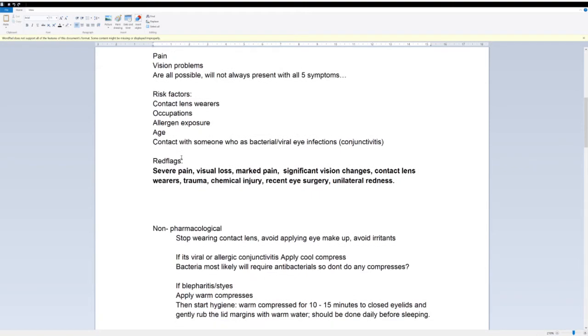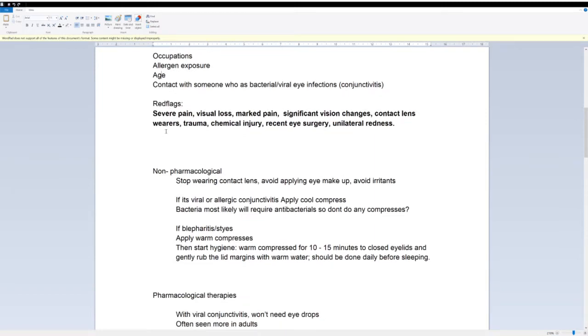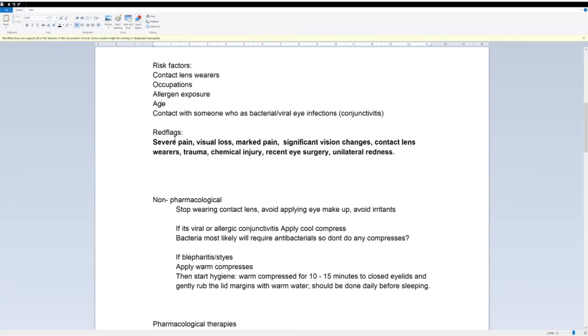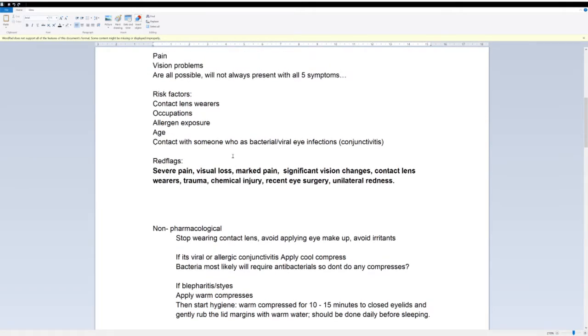And some of the risk factors would be being a contact lens wearer. There, oftentimes their eyes dry out, and they have to use lubricants very frequently in that case. Occupational exposure and allergen exposure is also common. And age, as you get older, your eyes just naturally dry up. In that case, you would also have to use lubricants. And if you have contact with somebody with bacterial or eye infections, that can also increase the risk of red eye.